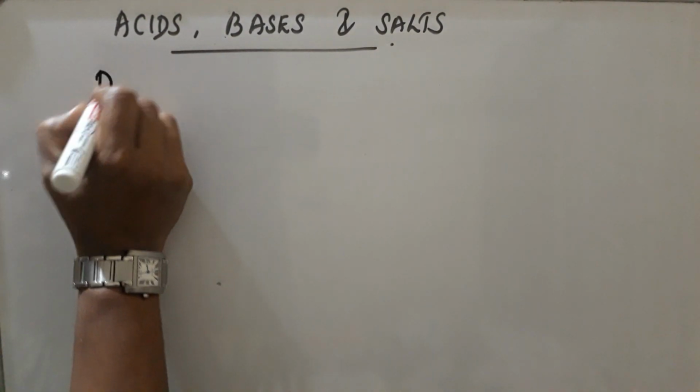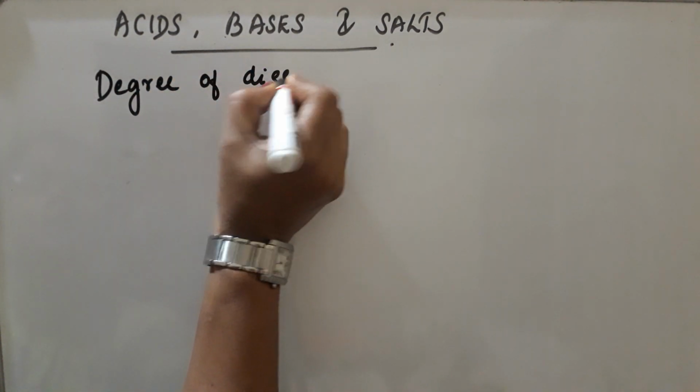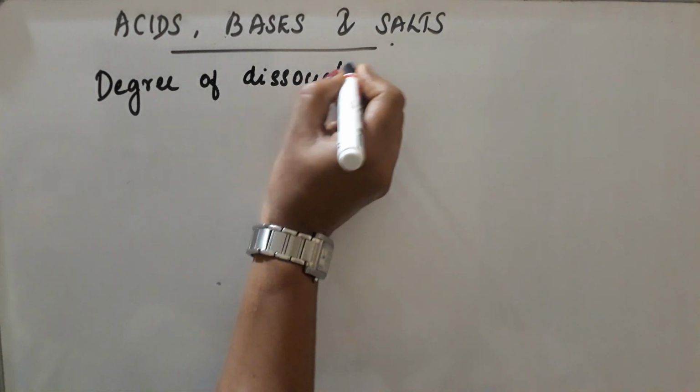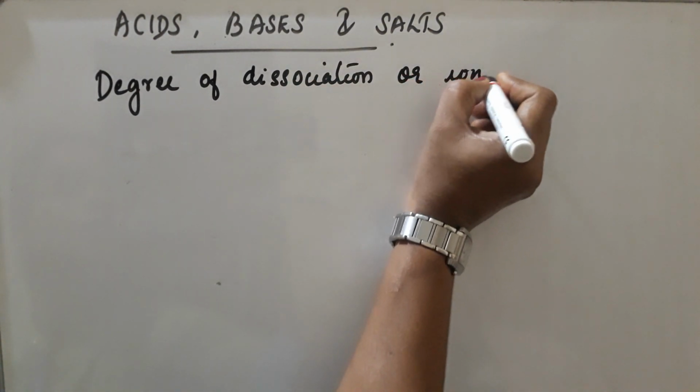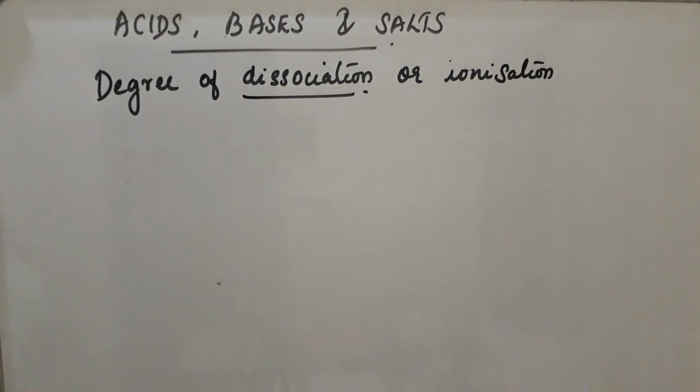Next, degree of dissociation or ionization. In ionic equilibrium, equilibrium is established between unionized molecules and ions in the solution of a weak electrolyte. So, what is degree of dissociation? The fraction of the total number of molecules of an electrolyte which ionize in solution is called the degree of ionization or degree of dissociation of the electrolyte.